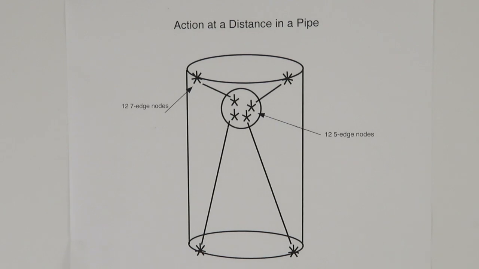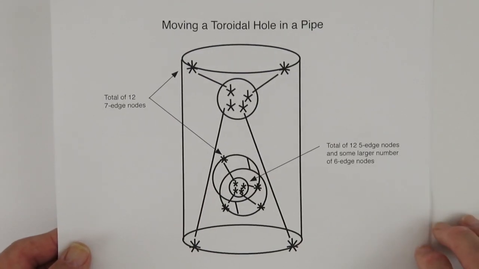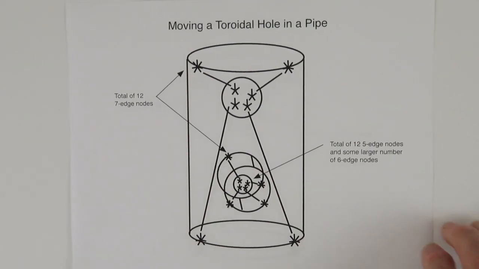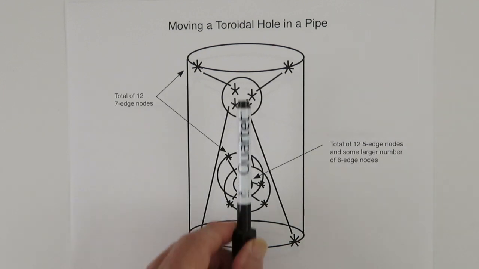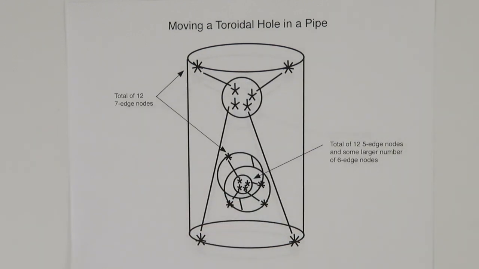So now if we add the toroidal hole to the pipe, it looks something like this. The toroidal hole will have a fabric of its own with 12 7-edge nodes and an EDS of its own. The goal, of course, is to move the toroidal hole along the pipe.